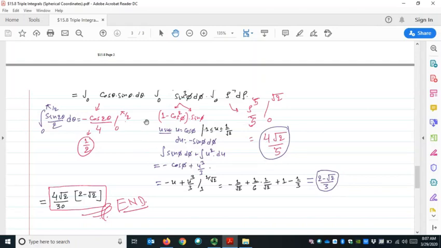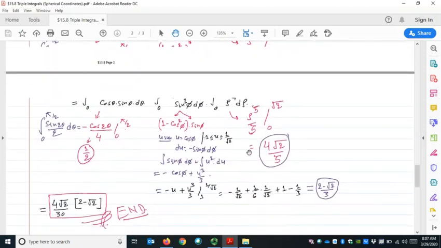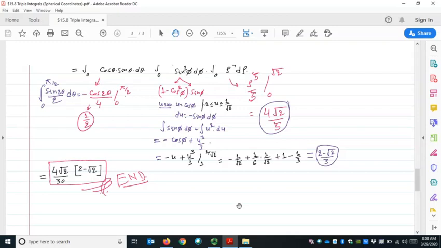So our final answer is to multiply all those 3 results. This gives us 4 times radical 2 over 30, since 5 times 3 times 2 is 30, and then times 2 minus radical 2. So we found the value of this given triple integral in Cartesian coordinates by converting to spherical coordinates. Great. So we finished this section, the triple integral in spherical coordinates, today. Thank you.